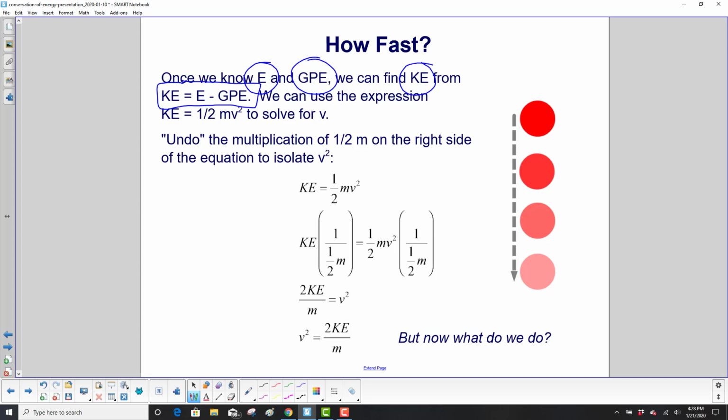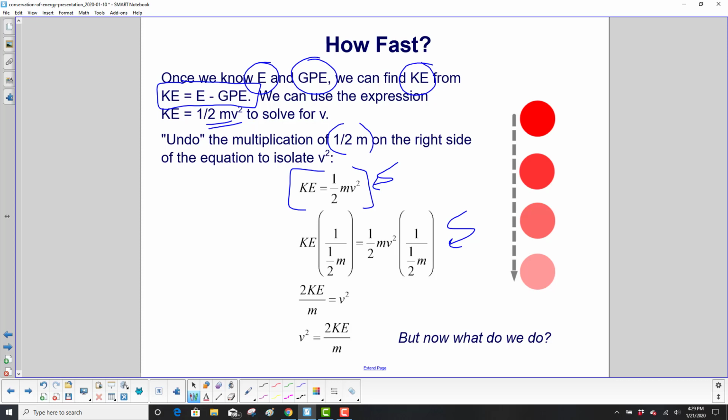We then substitute in for kinetic energy 1/2 mv squared. That will allow us to solve for v. So we start with our kinetic energy equation here, and we undo the multiplication of 1/2 on the right side of the equation to isolate v squared. We're going to do 1/2 and m at the same time. So we divide the left side of the equation by 1/2 m, and we divide the right side of the equation by 1/2 m.